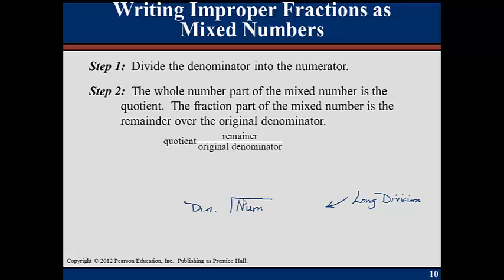And then it's going to say the whole number part of the mixed number is the quotient. So remember, the quotient was the answer that we received up here. The fraction part of the mixed number is the remainder over the original denominator. Recall that when you were doing long division, you end up subtracting values in here, and at the very end, you will have a remainder. So what they're saying is your mixed number will be the quotient as your whole number, and then the remainder is your new numerator, and then you keep the original denominator.